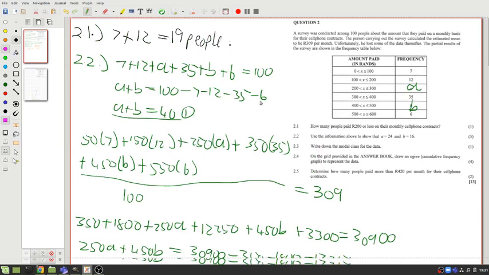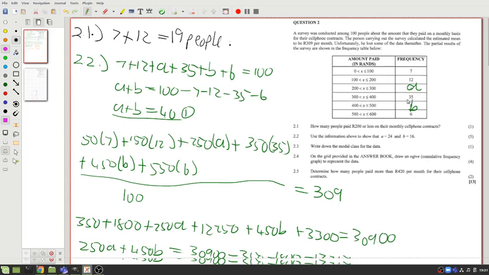2.3, they ask us, write down the modal class of the data. Now modal class, that's just a class that has the highest frequency density, not necessarily the biggest frequency. But in our case, all the classes or the intervals are the same width. All of them are 100. Right? 0 to 100, 100 to 200, 200 to 300, etc. So that means you can't just look at the frequency. But if they were different, well, let's first see.